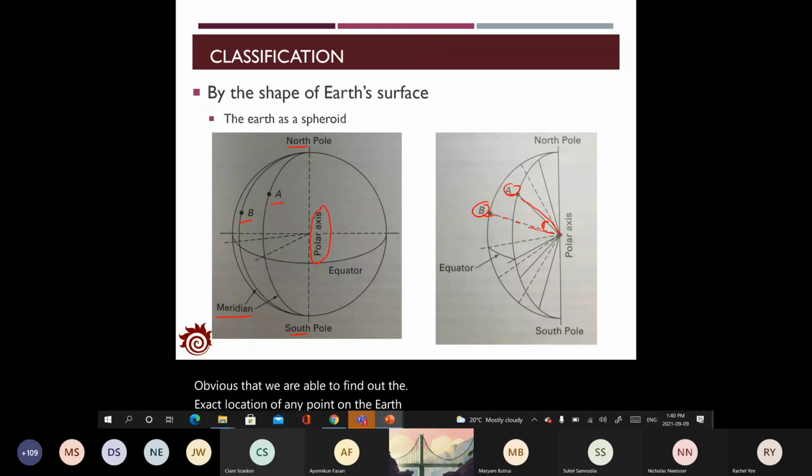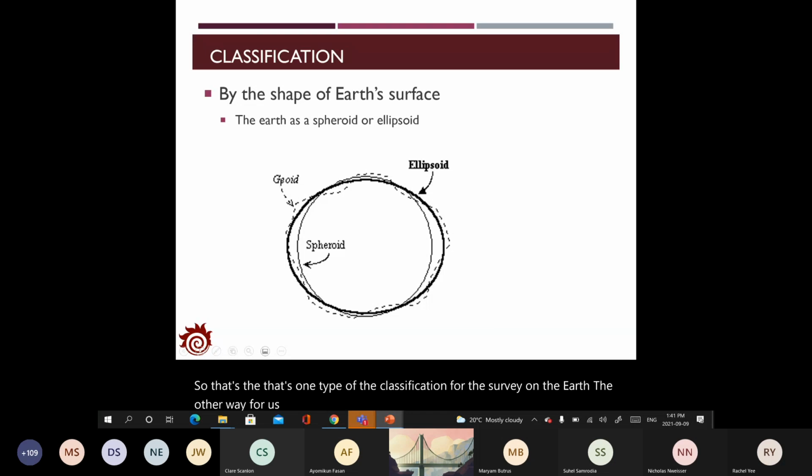Another thing we have to consider is the equator, which is the longest circle around the Earth. Usually the equator cuts the meridians at their center points and goes through the center of the Earth. So that's one type of classification for surveying on the Earth. The other way for us to do the classification is to consider a more realistic shape of the Earth. The spheroid is an ideal consideration.